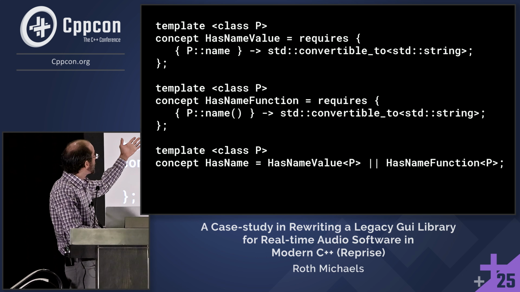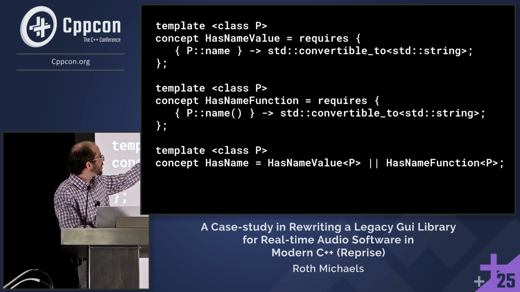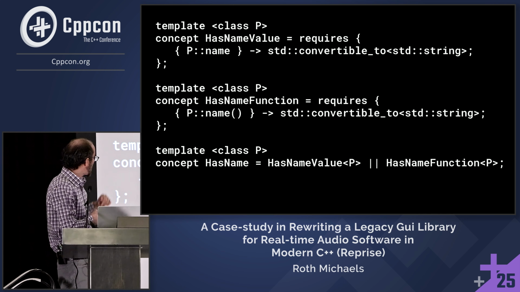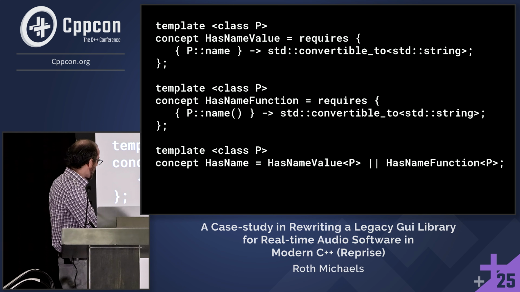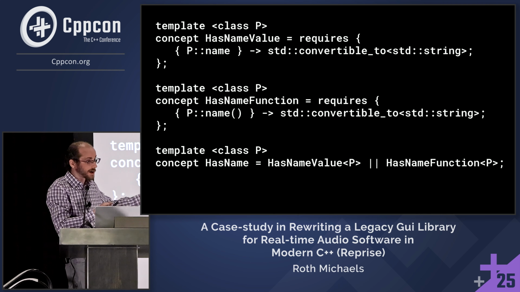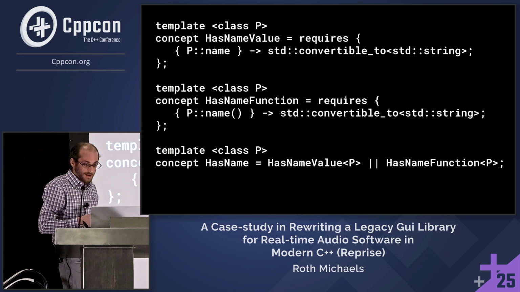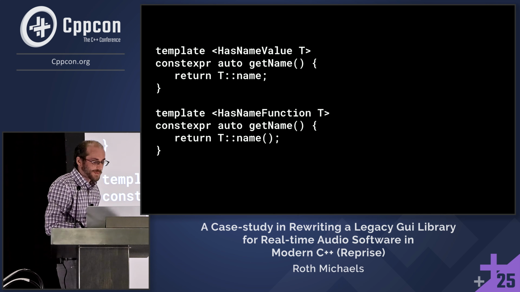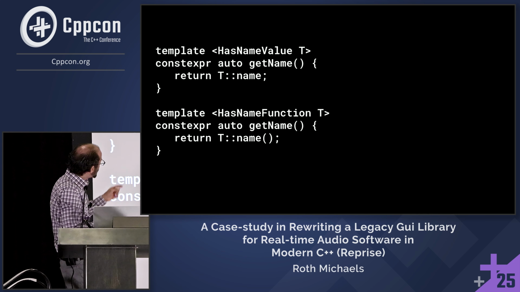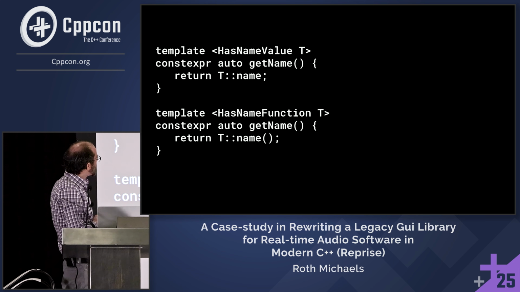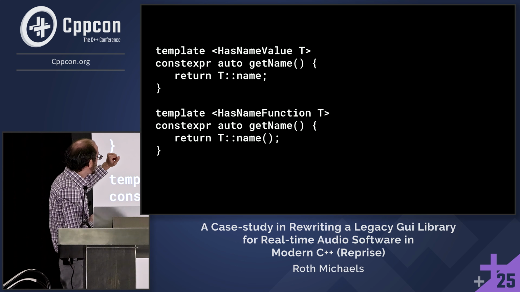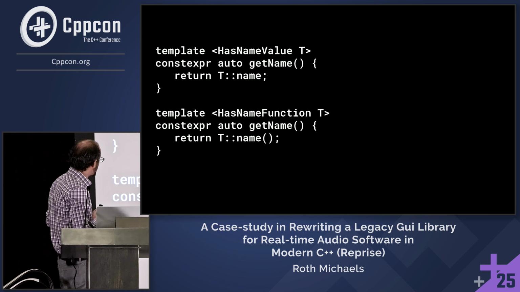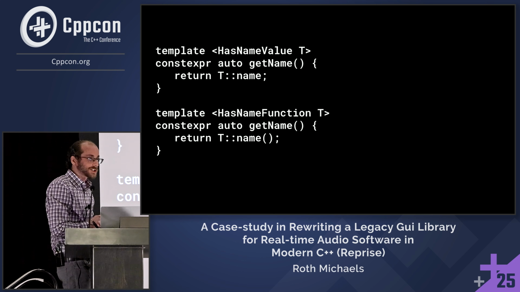One has name value, that it has a member that's convertible to a string, or has name function, that has a function that if you call, it's convertible to a string. And then a concept for it has a name, that it's one of those two concepts. And then it's really easy to write getName. We can use concepts. We write one getName that the template uses the has name value concept on the T. And so this will only be available for things that match that concept. And then we can call T::name and return a value, or one for functions.